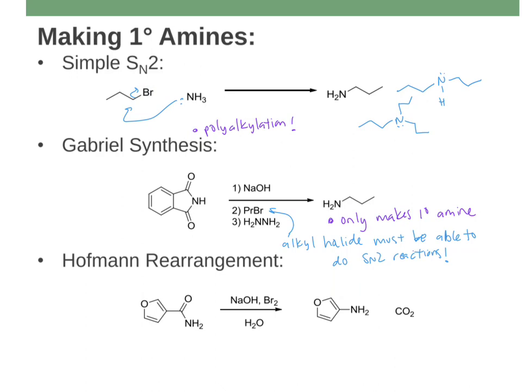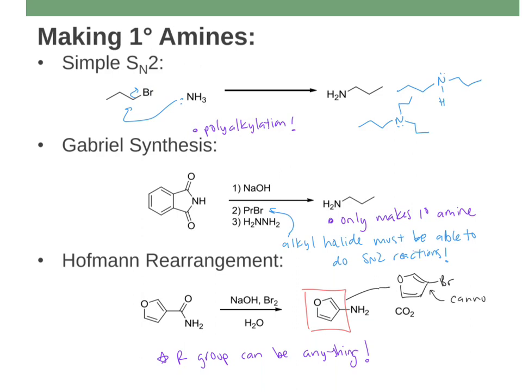Now the Hofmann rearrangement, that's our new one. What's nice about the Hofmann rearrangement is that basically the R group can be almost anything. So you'll notice, for example, this group right here could not have been made from the Gabriel synthesis, because if I tried to use this substrate in a Gabriel synthesis, I'd have a leaving group right there. But the problem is that this cannot do an SN2 reaction.